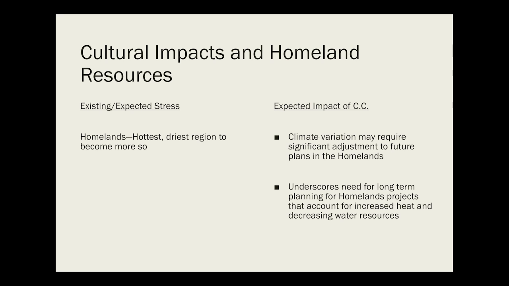As I mentioned before, the Fort Sill Apache were not only interested in the impacts of climate change on their base in Oklahoma, but also on what the projections mean for the homelands in modern-day New Mexico and Arizona. These areas are already the hottest and driest region in the United States and are projected to become even hotter and drier. In some cases, the Southwest is expected to experience extreme heat and drought events. These projections may require significant adjustment to future plans in the homelands and underscore the need for planning for projects that account for increased heat and decreasing water resources throughout the region.